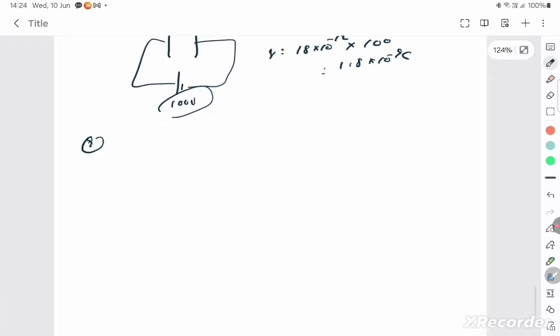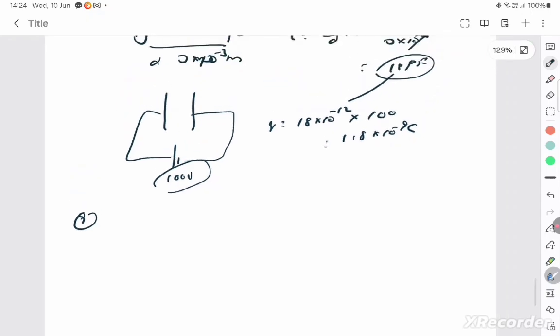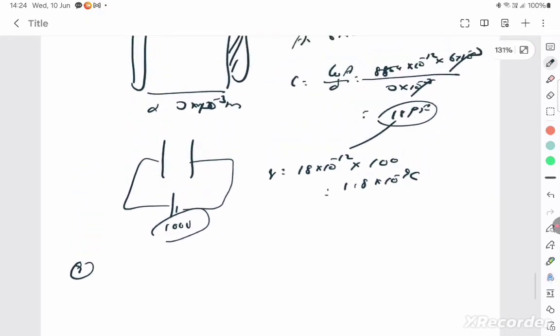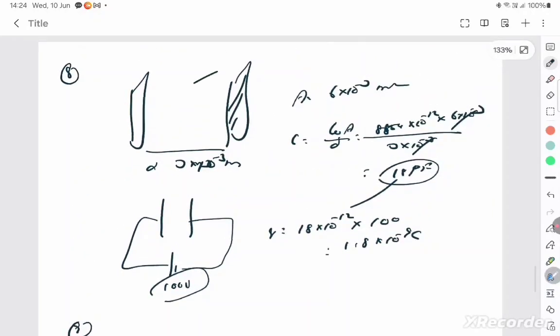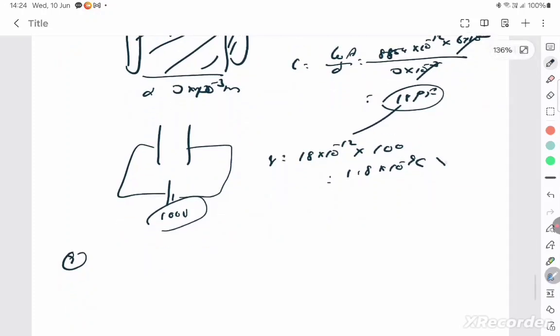Let's go to the 9th question. Explain what would happen if the capacitor is given a 3 millimeter thick slab, which means the entire gap is getting filled with a dielectric medium of dielectric constant 6. The capacitance will be multiplied by 6. So when you write this, you have to just multiply this whole thing by 6.